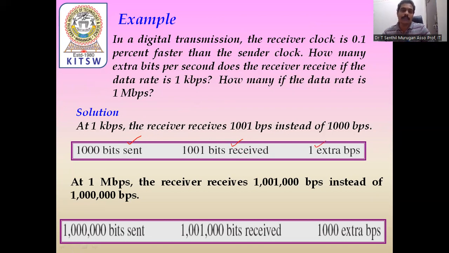So in the case of 1 Mbps, where the rate is higher, what will happen? Then 1000 bits may be received extra. For every kilobit it is getting 1 extra, so 1000 bits it is getting extra.